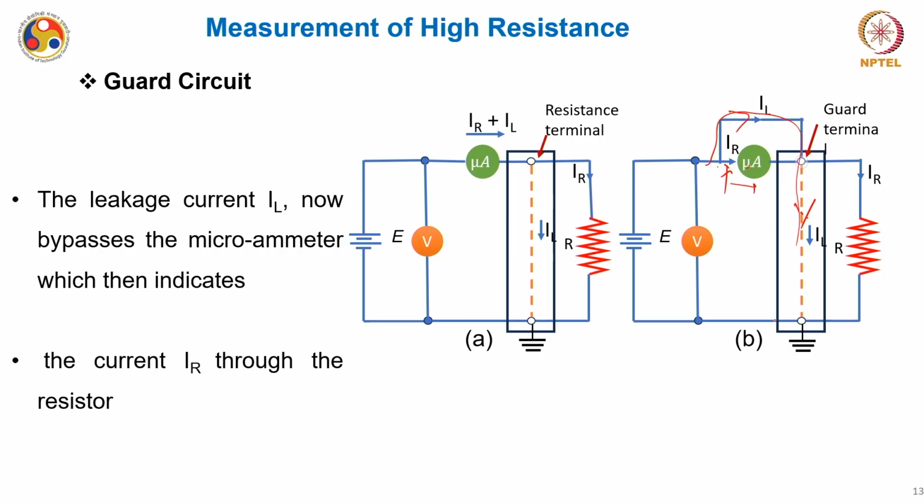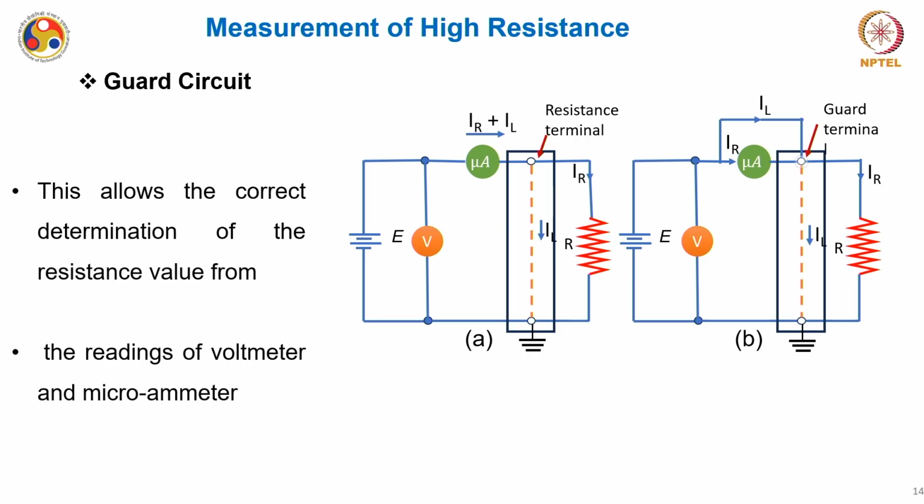All right. So now whatever current this microammeter is measuring is, or at least very near to, the current value which it would have been measuring earlier when there was no leakage. Means that this current measured by the microammeter is equal to the current flowing in the load resistance, or the high resistance under measurement. Now this allows the correct determination of the resistance value from the reading of the voltmeter and microammeter configuration.